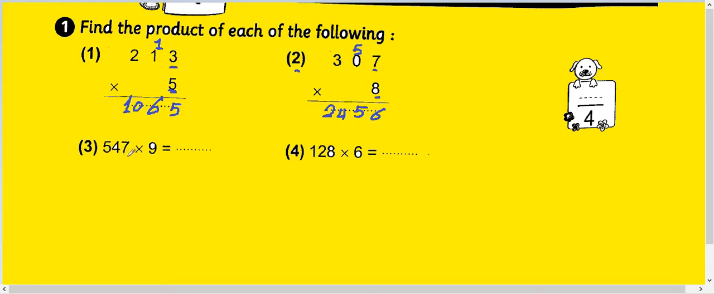Here we have 547 times 9. We can say 7 times 9. 7 times 9 equals 63. We write 3 in the space and we carry up 6. 9 times 4 equals 36. We will count after 46, 47, 48, 49. Yes, it will be.